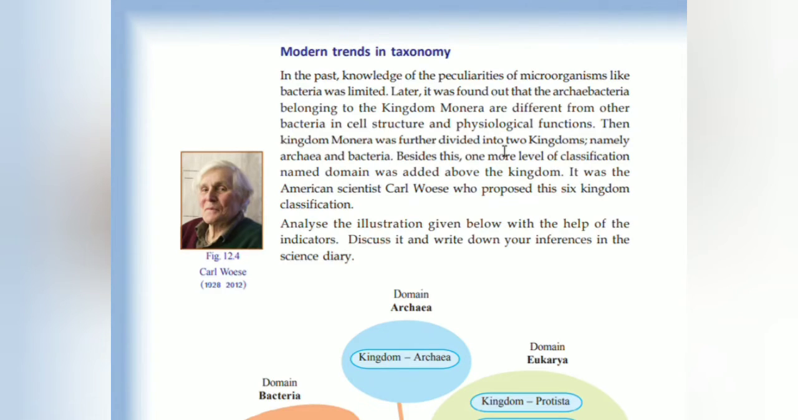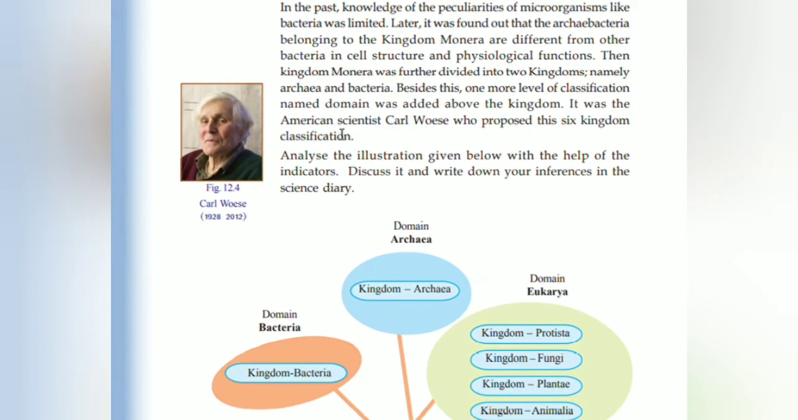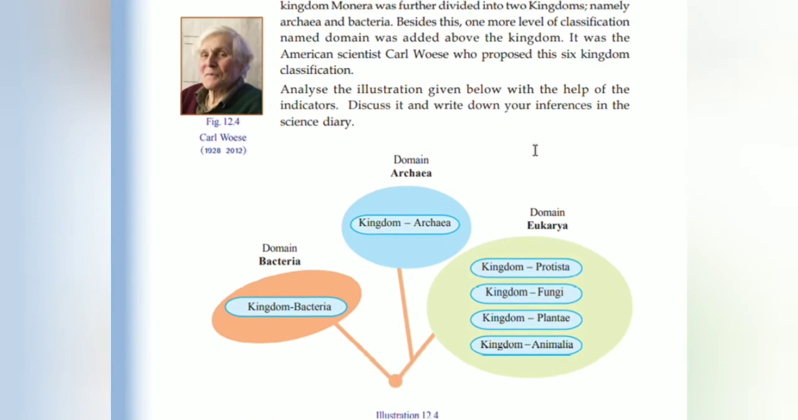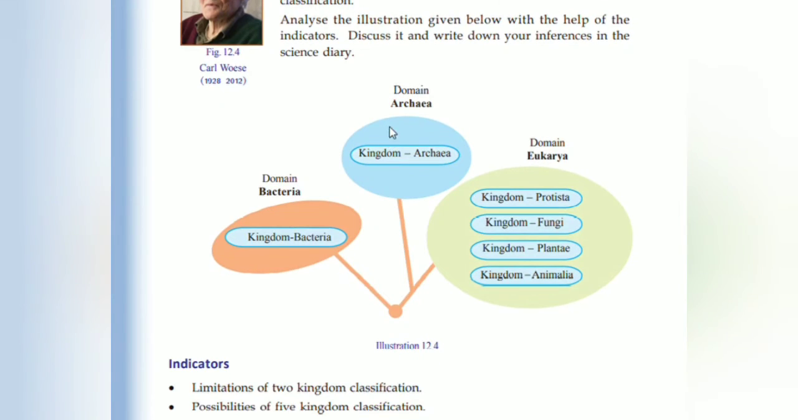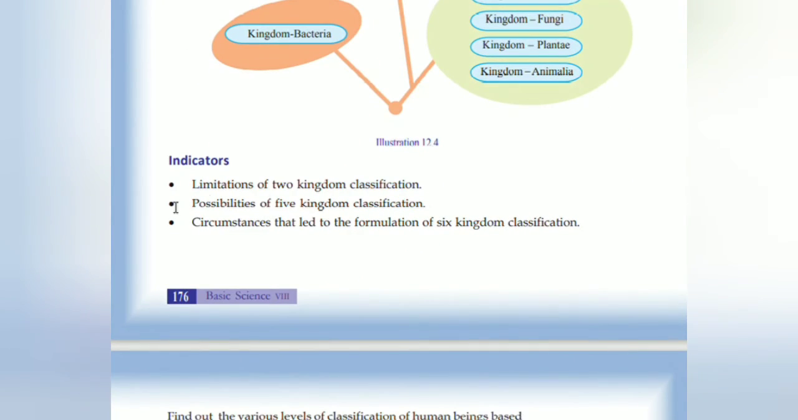Besides this, one more level of classification named domain was added above the kingdom. American scientist Carl Woese proposed the six kingdom classification. That is, domain Archaea, kingdom Archaea; domain Eukarya, kingdoms Protista, Fungi, Plantae, Animalia; domain Bacteria, kingdom Bacteria.